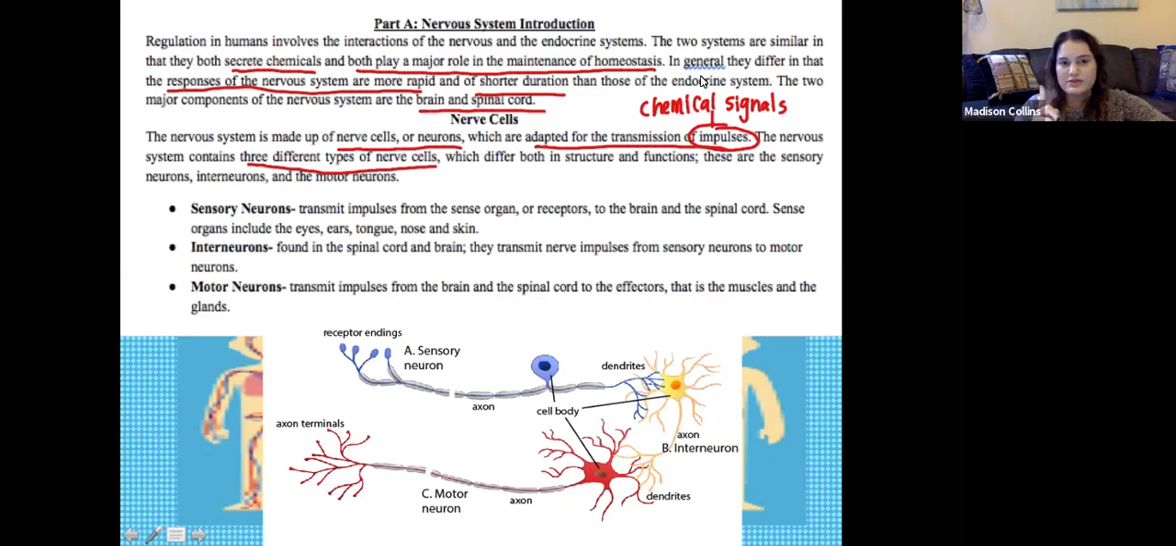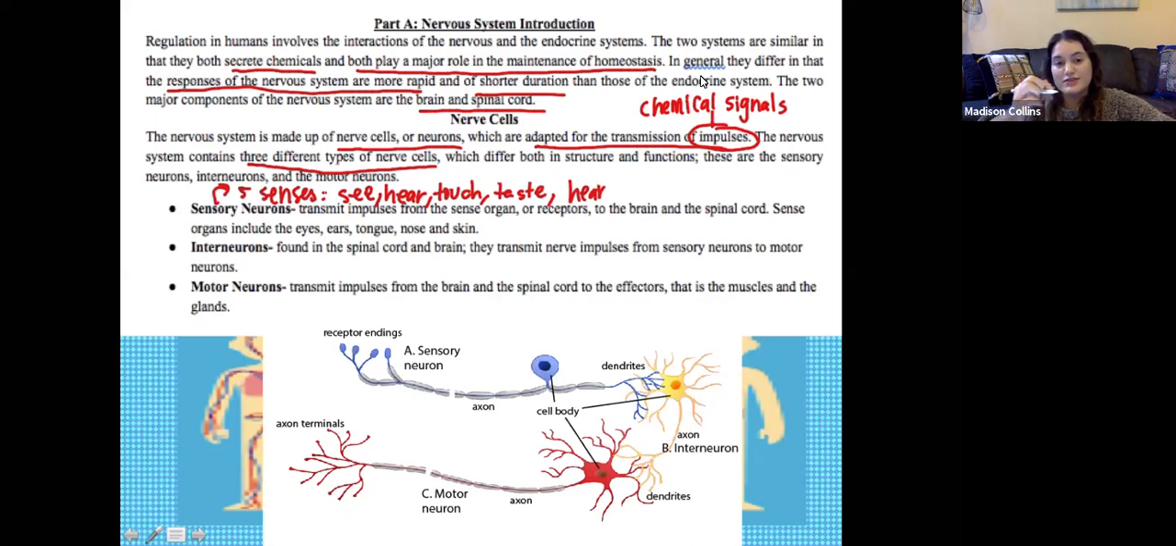So first up is sensory neurons. Now, when you think of the word sensory, I want you to think of your 5 senses. Right, your 5 senses are we see, we hear, we can touch, we can taste, and what am I forgetting? We smell, right? So those are the 5 senses, and each of those senses involve the use of sensory neurons.